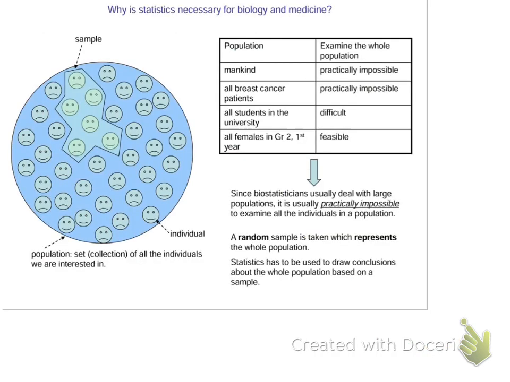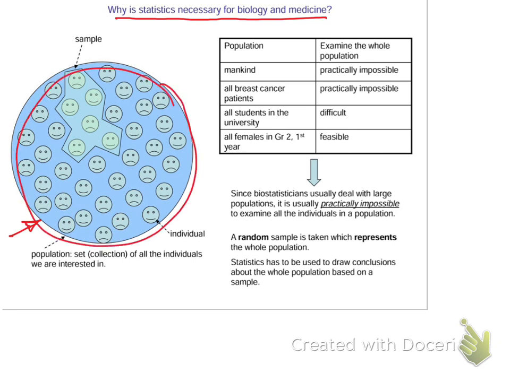In this slide, we are going to discuss why statistics is necessary for biology and medicine. If you look at the example which we have here, we have a population. First of all, let us get the definition of the population. A population is a set or a collection of individuals which we are interested in. For example, I'm interested in checking the people who have high blood pressure. So my population should be the people who have high blood pressure. Then I can check other diseases which are linked or related to high blood pressure.